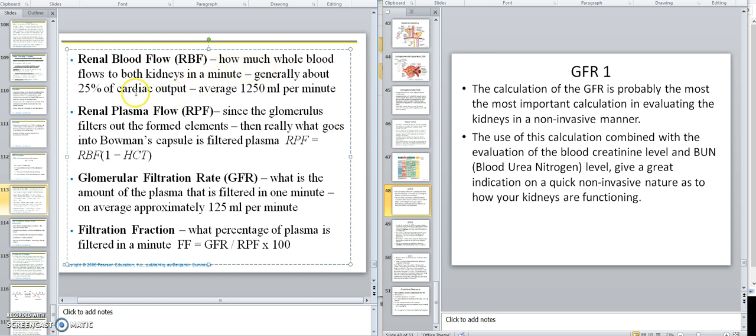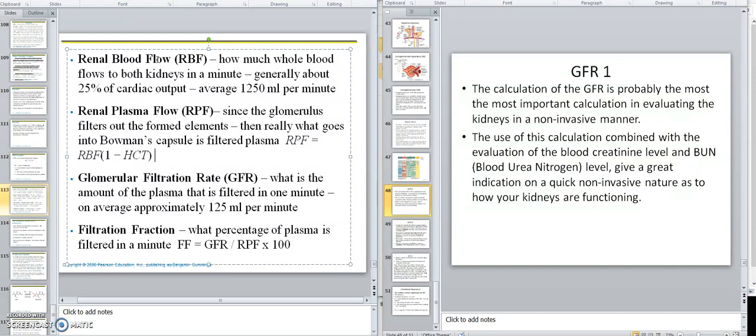We said that about 25% of the cardiac output actually goes to the kidney on average. That's far in excess of what it needs for its metabolism, but since the kidney is a filter, four times around ought to filter all your blood. Technically speaking, since the filter at the glomerulus and Bowman's capsule filtered out all the formed elements, what we're really looking at is the renal plasma flow, which is the blood without the formed elements.